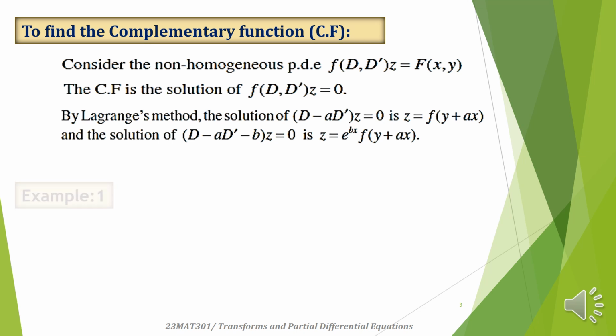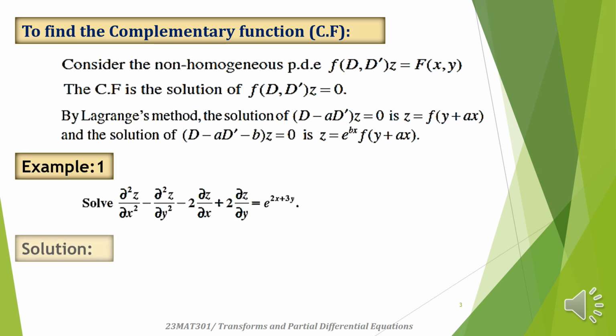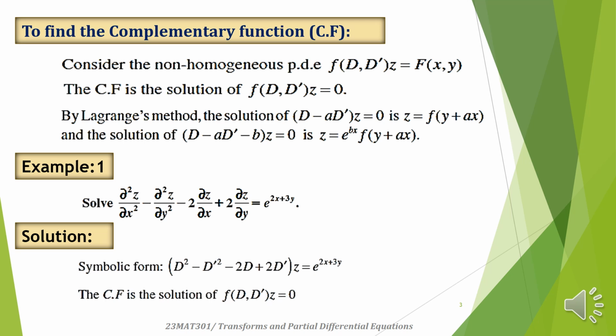First, read the question: D square minus D dash square minus 2D plus 2D dash of z equal to e power 2x plus 3y. For the particular integral, no issues, it is e power ax plus by. Instead of a and b, substitute the values and you will get the final answer. For the complementary function, both orders, second order and first order, are there. So the complementary function F of D comma D dash of z should be equal to 0.